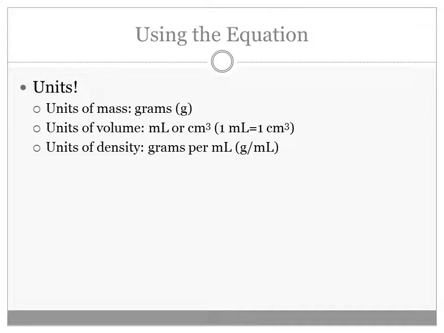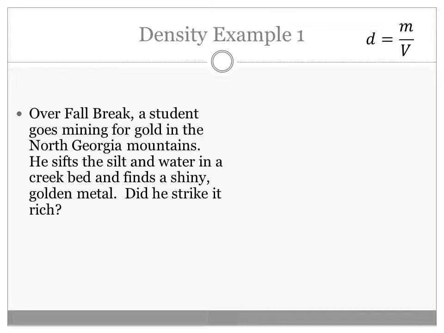So units are really important. We talked about that yesterday. Numbers are meaningless without units. The unit of mass we know at this point is grams. Volume, we can use milliliters or centimeters cubed. They mean the exact same thing. And then density is the ratio of those two quantities, so grams per milliliter or grams per centimeter cubed.